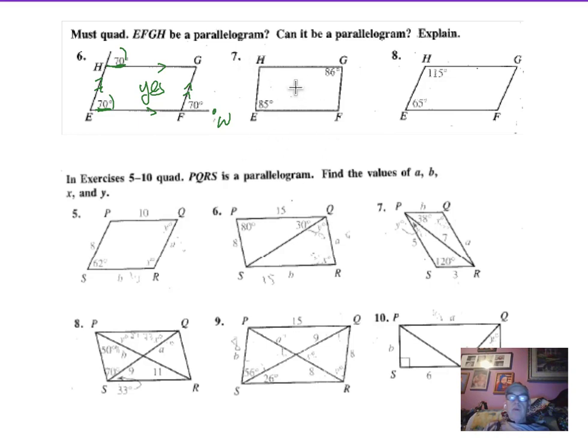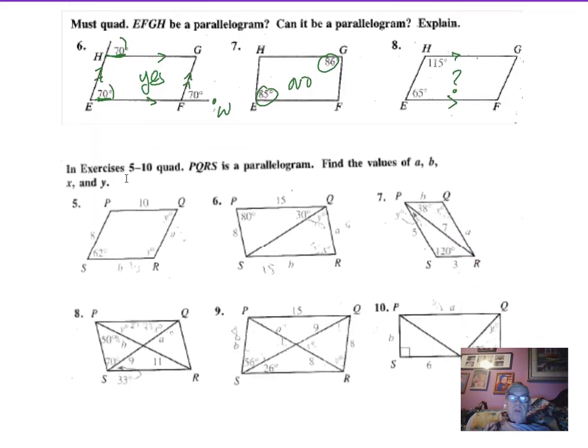If you look at number 7, it's not a parallelogram because opposite angles are not congruent. If you look at number 8, H and E are supplementary to each other, which means that HG and EF are parallel to each other, but there's not enough information about HE and GF, and there's no information about HG and EF being congruent, so you can't say that it's a parallelogram.